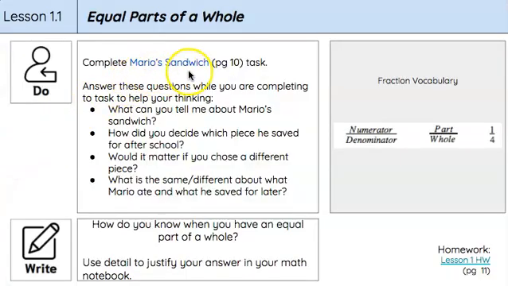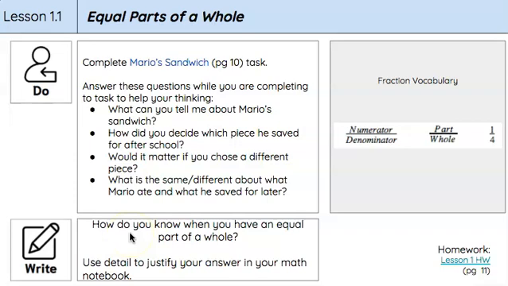When you're completing this task, I want you to answer these questions to help your thinking. If you're in school while you're completing these tasks, these are the types of questions your teacher or your classmates may ask you. First, what can you tell me about Mario's sandwich? How did you decide which piece he saved for after school? Would it matter if you chose a different piece? What is the same or different about what Mario ate and what he saved for later? Again, I want you to answer these when you're completing this task in order to help your thinking.